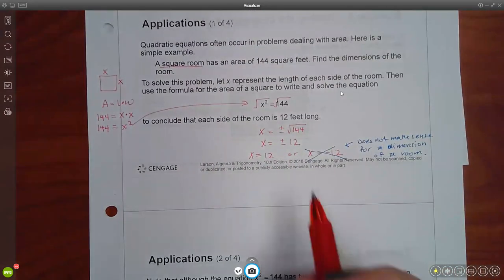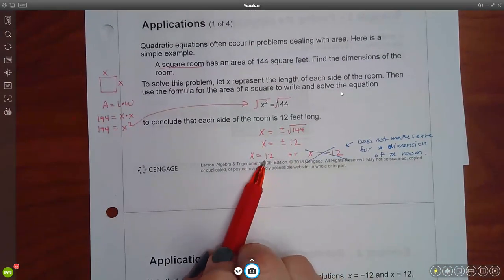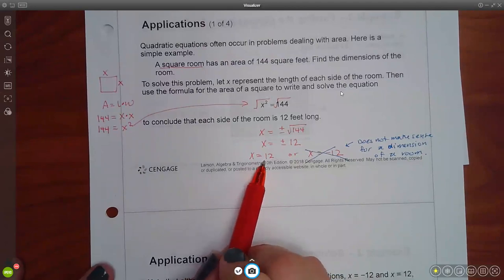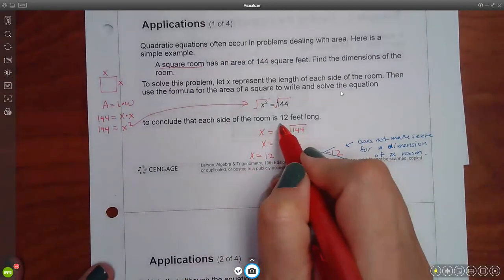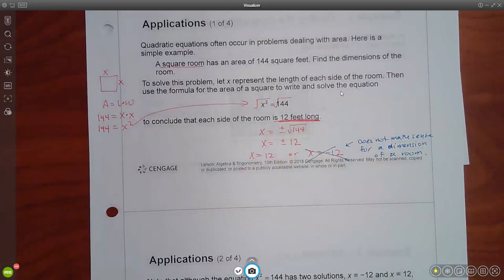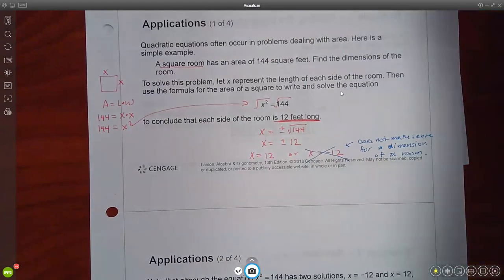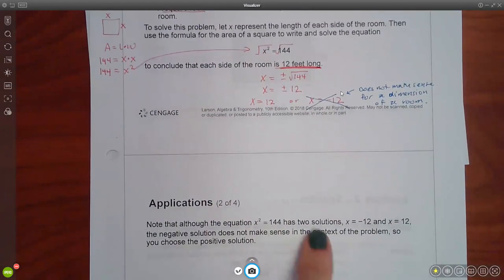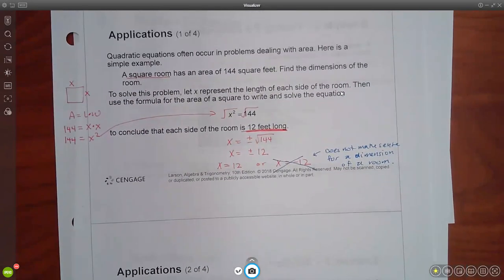Now, what about a positive one, though? Does that make sense for the dimension of the room? Right. And so that's why they're telling us here that each side would have to be 12 feet long. You don't mention the negative, the negative just does not make sense in this application. Just like imaginaries would not make sense in these applications. The bottom is just a paragraph explaining the same thing I just wrote up there. Okay.